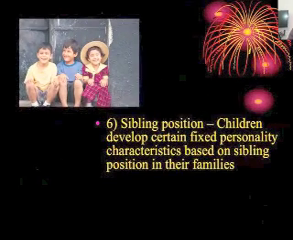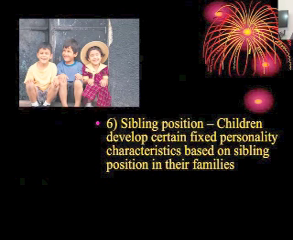He looked at sibling position. So think about it. It's not really rocket science. You learn patterns. So if you're an oldest child and you have responsibility for younger children, you would probably develop some patterns of caretaking differently than a child who's the youngest and always taken care of. So children develop certain fixed personality characteristics. I don't like the word fixed, but Bowen thought that. I think those things can change, but based on position in their families.